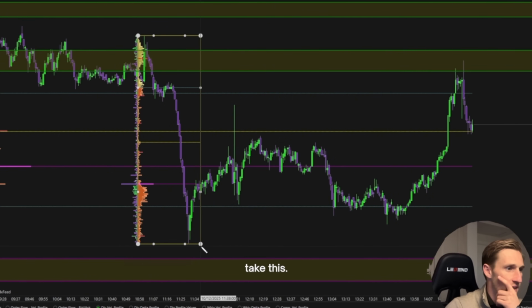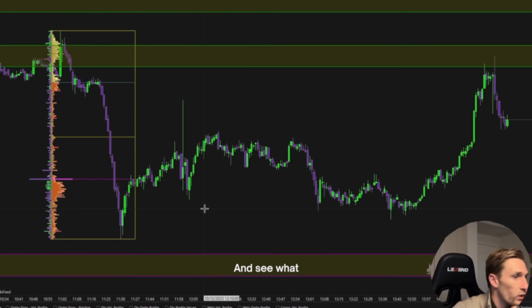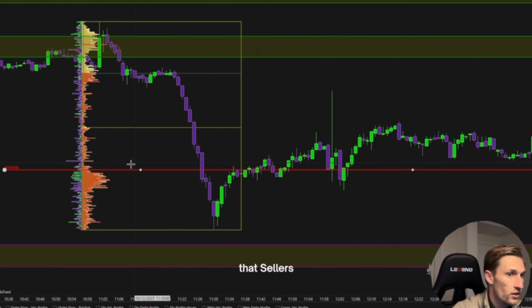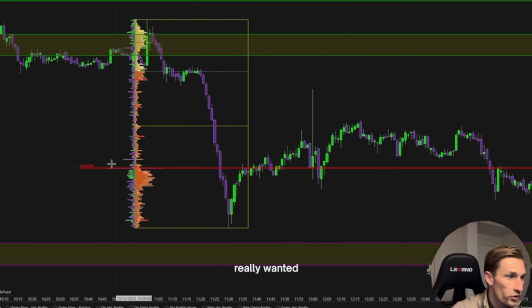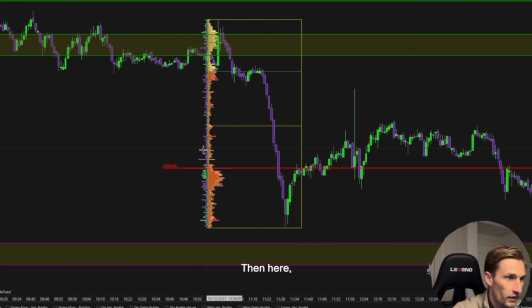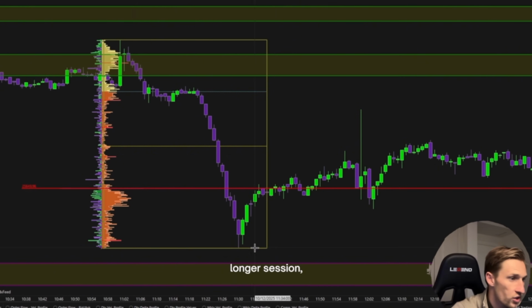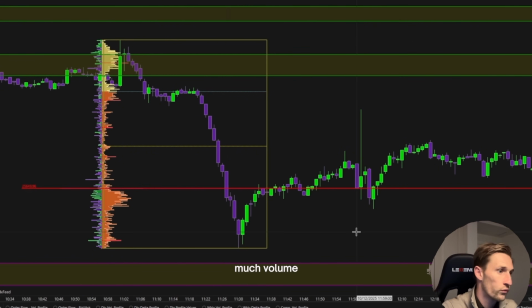Then we can just take this range and see what this is telling us. All right, we see that we had big selling pressure over here. So that means that sellers want to protect this level. Sellers really wanted to go down over here. Then here we actually don't have too much volume. There's not too much information here. This was the longest session, so there was just not too much volume happening.